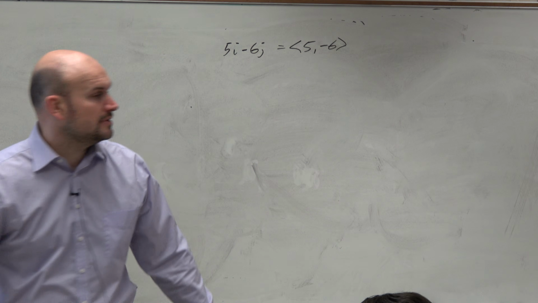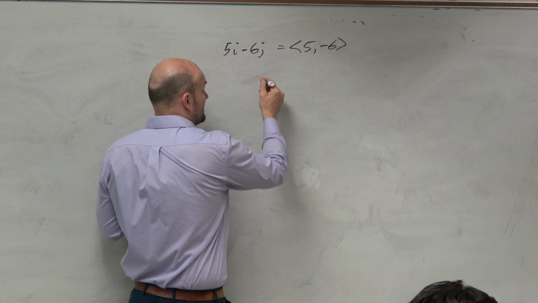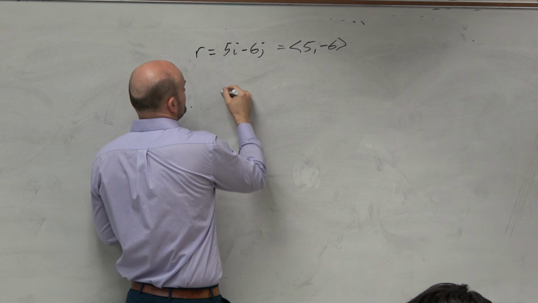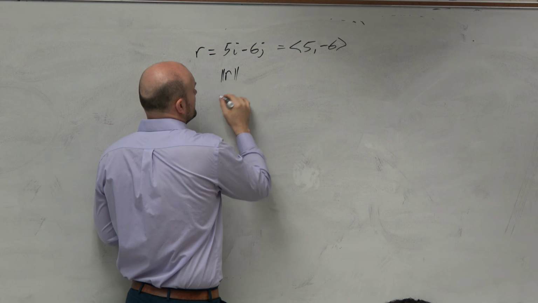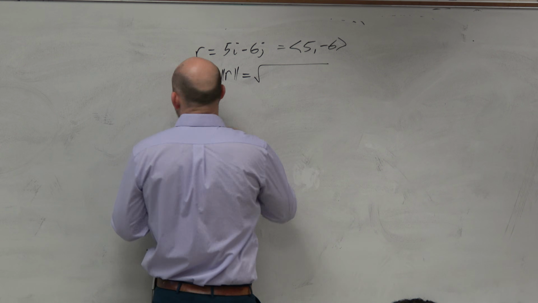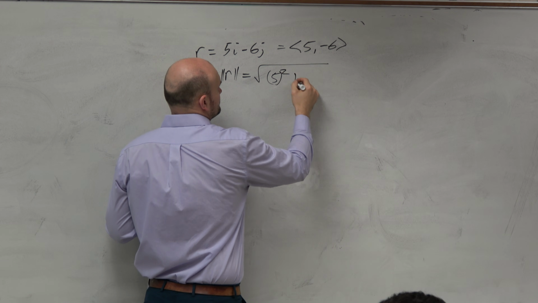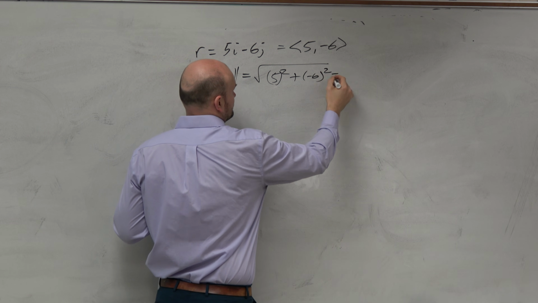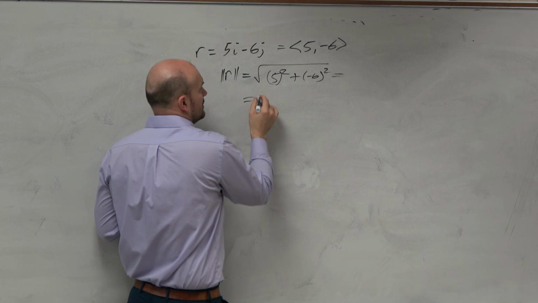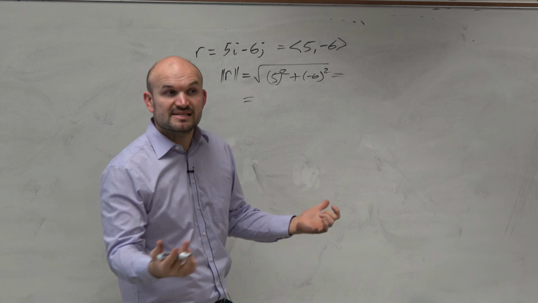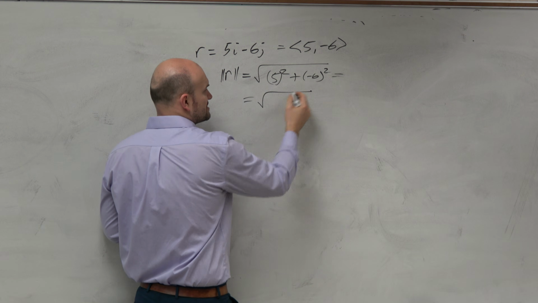OK? So now let's go and find the magnitude. I'm going to call this r. So r is going to be the square root of 5 squared plus negative 6 squared. Again, that's 25 plus 36. That's going to be 61. That's why I said I want to change it, because we already did that.